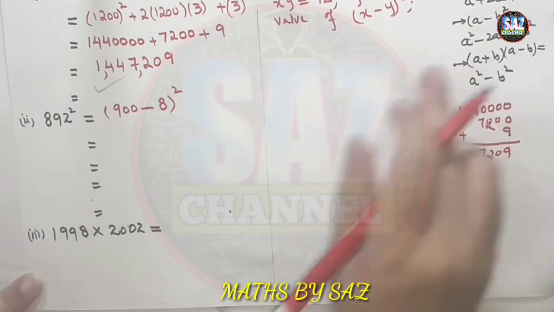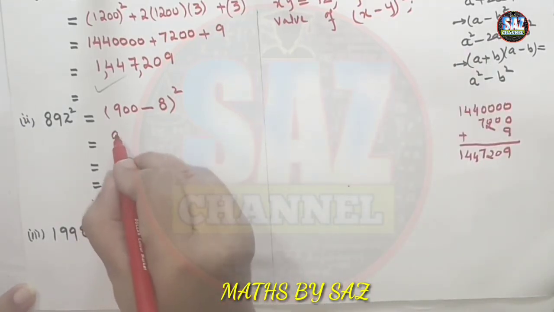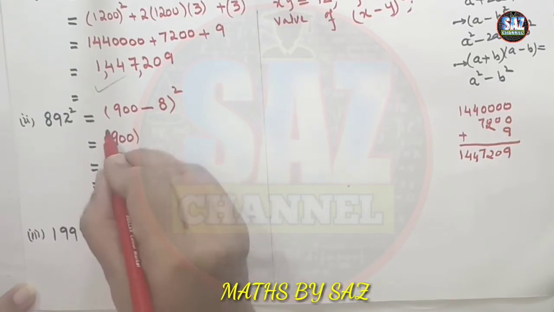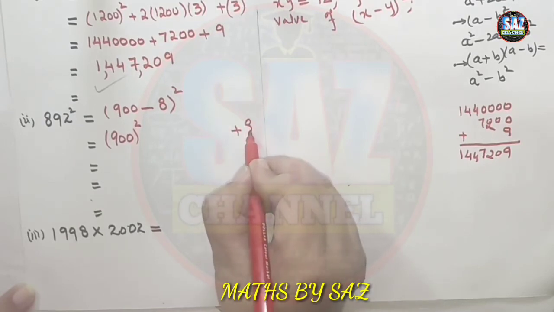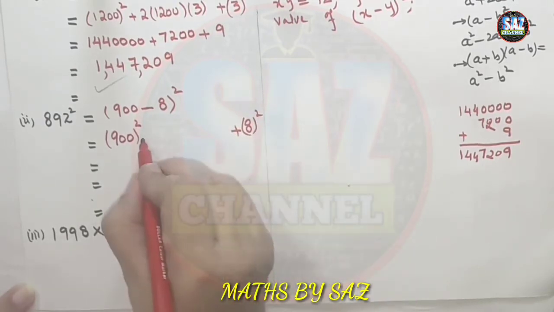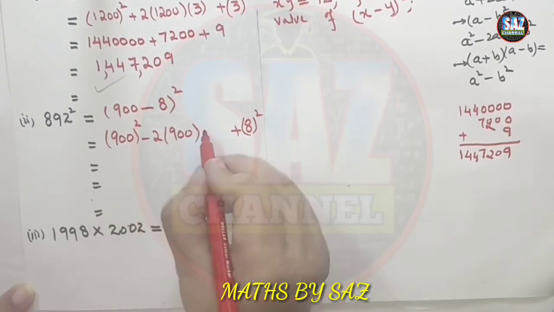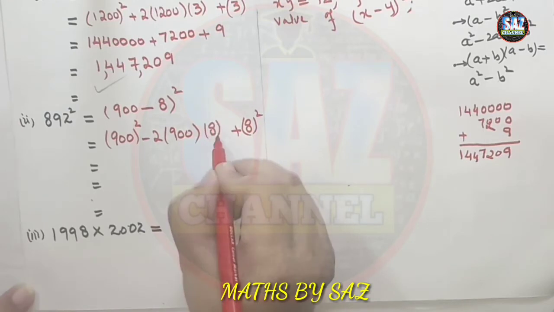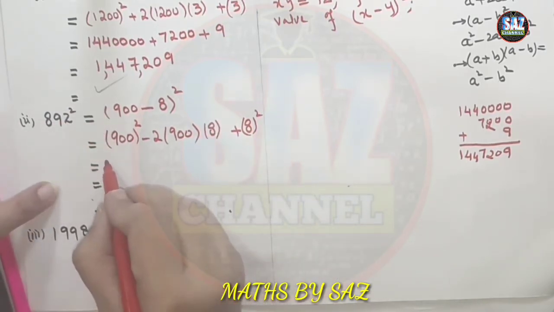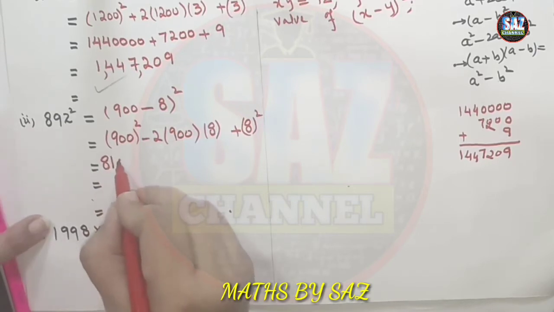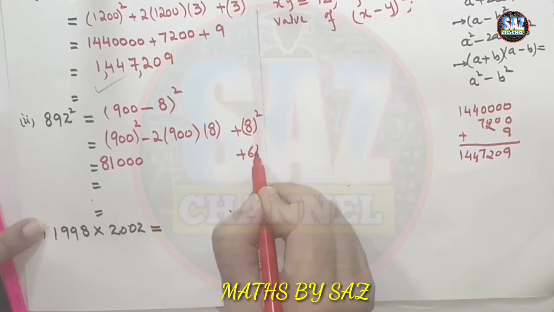Now I have to express it in the form a square minus 2ab plus b square. It will become 900 square plus 8 square, and then minus 2 into a from the first bracket, that is 900, and b from the second bracket, that is 8. Now evaluate the squares mentally. The square of 9 is 81 with 4 zeros. I have to double the zeros. Then the last number, 64.